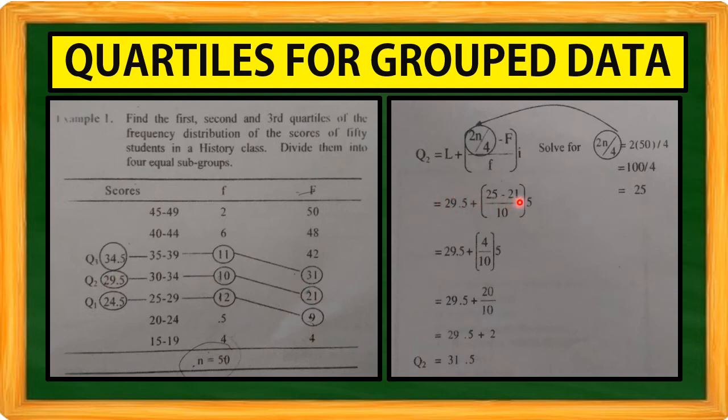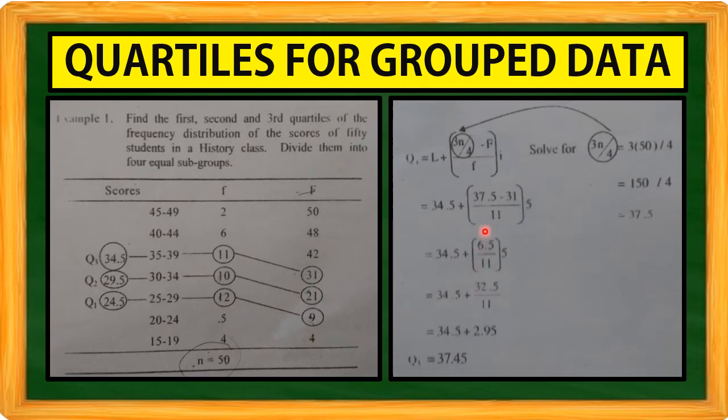And then, yung cumulative frequency, ito yung 31, ang sa baba niya is 21, kaya po 21 yung cumulative frequency. Ang frequency ng 30 to 34 is 10, kaya po 10 yung value natin dito. So, 29.5 plus 4 divide 10, multiply by 5. So, 29.5 plus 20 over 10 is equal to 29.5 plus 2. So, 31.5.